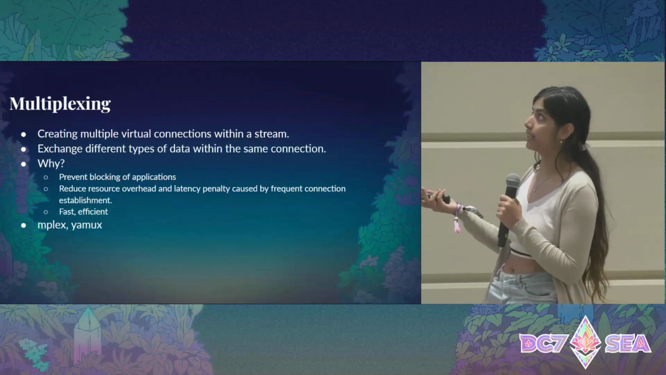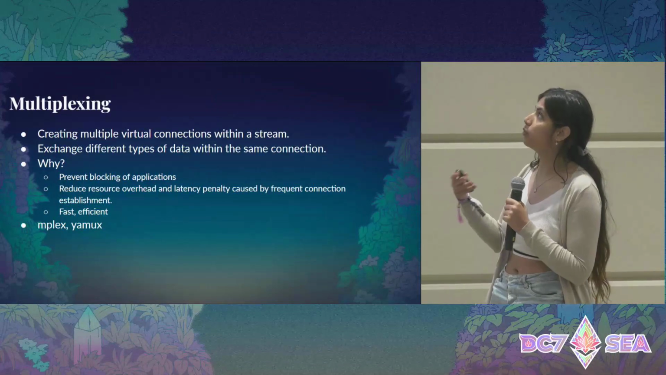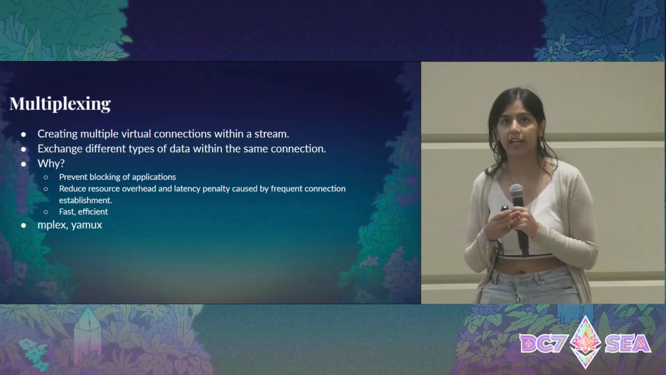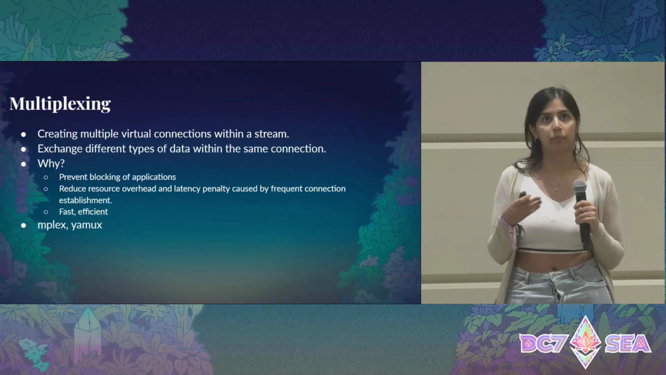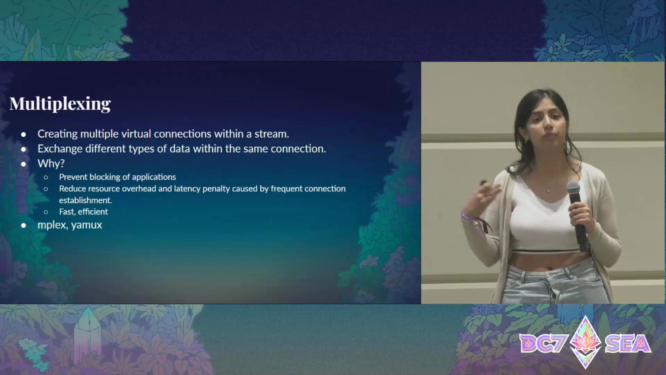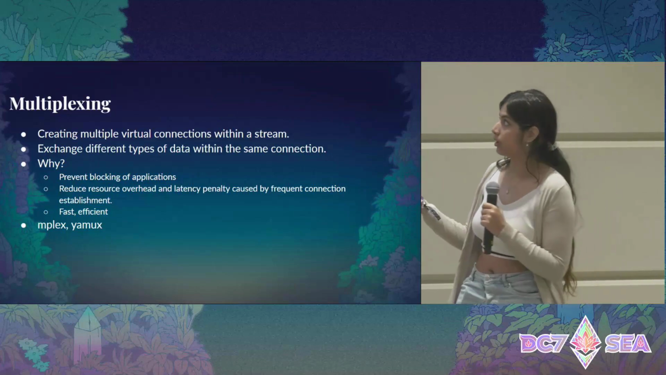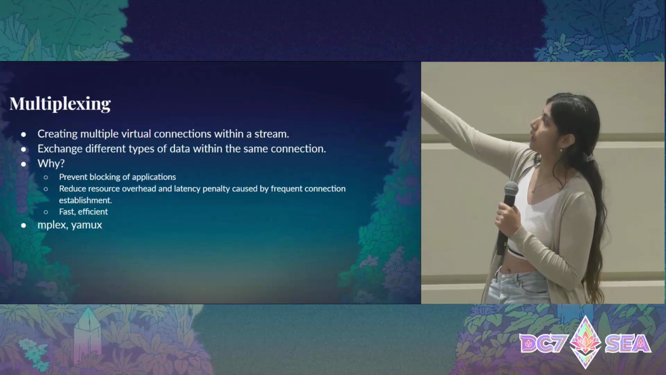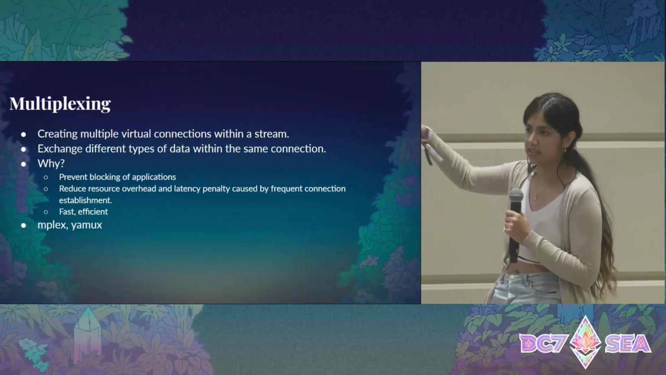Multiplexing. Multiplexing is used for creating multiple virtual connections within a stream. So it's a more scalable connection when the peer wants to send multiple streams of messages over a network. It comprises Mplex and Yamux. It's fast and efficient.